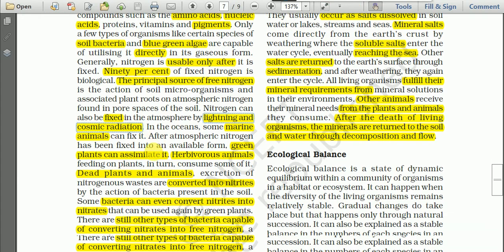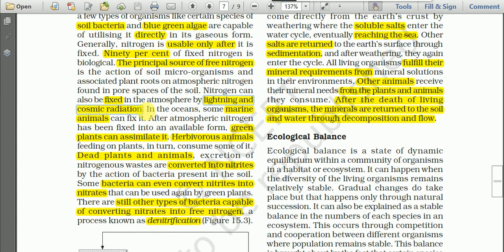And in the oceans, some marine animals can fix it. In the oceans also, some marine animals can fix the free nitrogen.